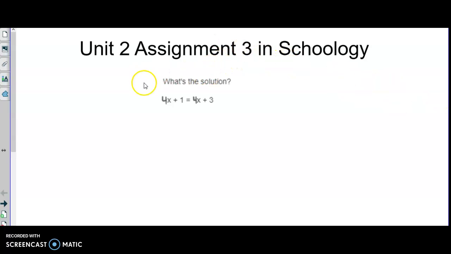So this one says, what's the solution? Which means we need to solve it and see what we get. So, let me go here. Notice we have an x on each side of the equation. So we need to do the opposite to get those on the same side. Since this is a positive 4x, I'm going to subtract 4x's from each side.